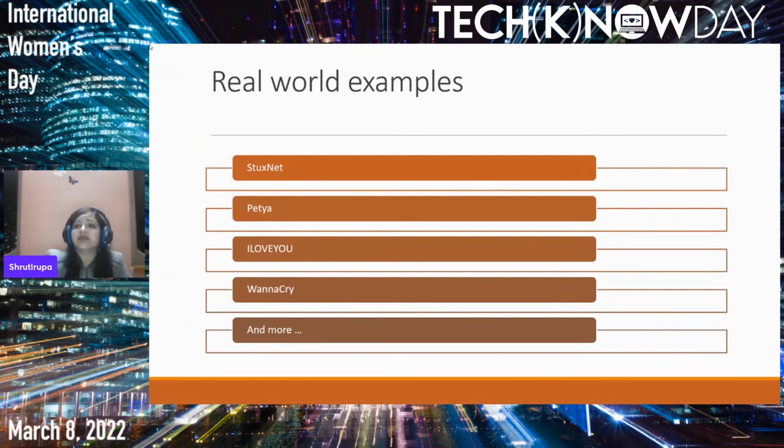WannaCry is a ransomware. These are some very famous attacks. Stuxnet, Petya, WannaCry. We have actually heard about these kinds of attacks. Melissa is one. Pegasus is one. Very, very recent. People keep talking about all these kinds of examples. So these are very famous attacks, and their analysis is also present.